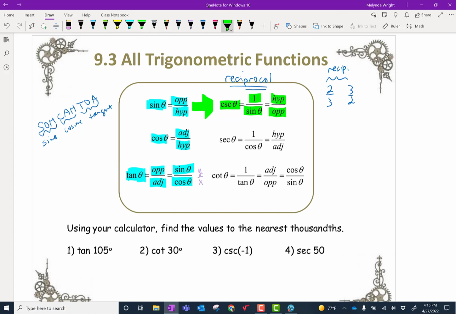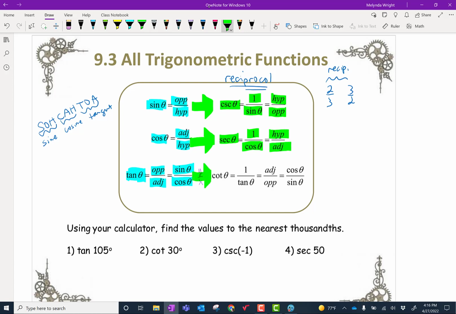So you see, once we do the reciprocal, the reciprocal of cosine is secant. So secant is equivalent to 1 over cosine. But the ratio flips upside down. Instead of adjacent over hypotenuse, it's hypotenuse over adjacent. Okay, we'll look at the last one.